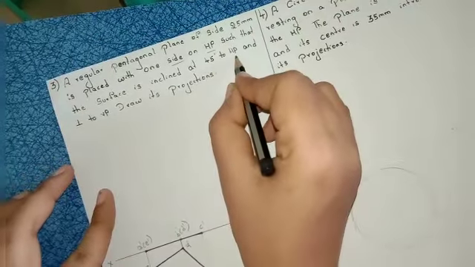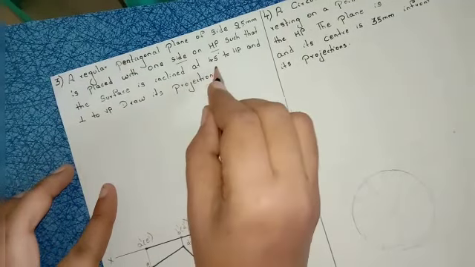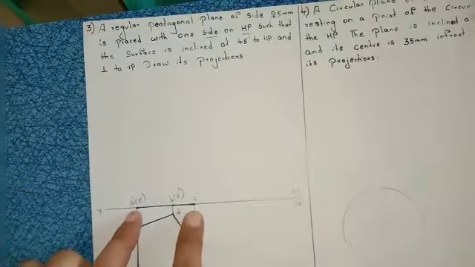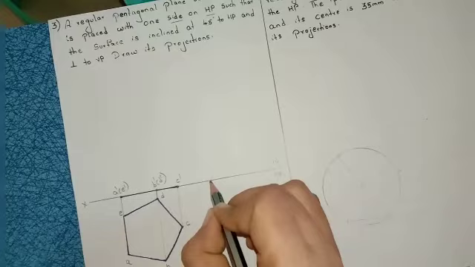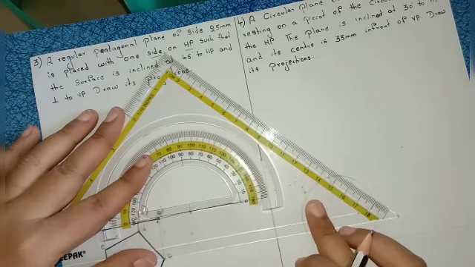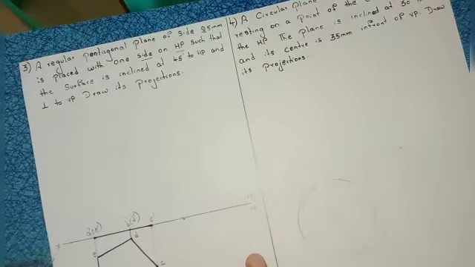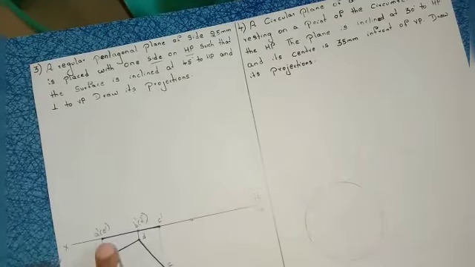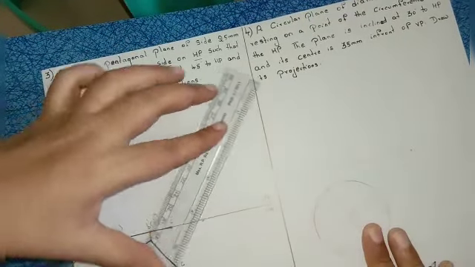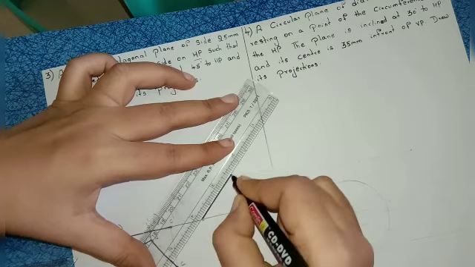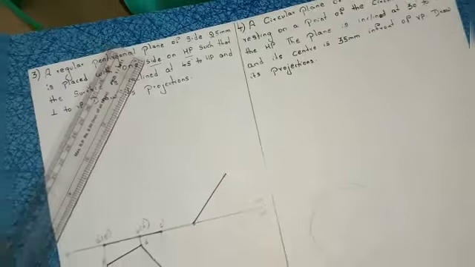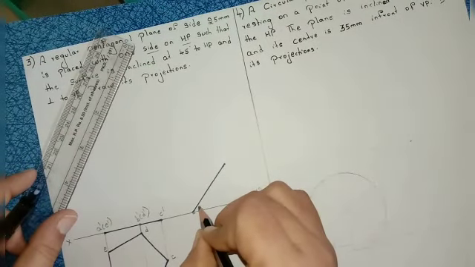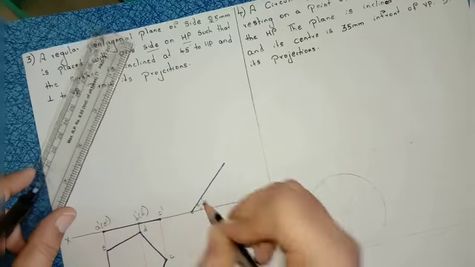Then next, 45 degrees to HP. The surface is inclined at 45 degrees to HP. So same, leave some distance, mark a point. Now place your protractor on that point, mark 45 degrees. Draw a straight line equal to this length. Measure A dash to C dash length and draw the same length here, with an angle of 45 degrees.